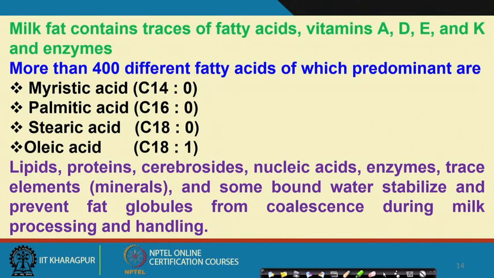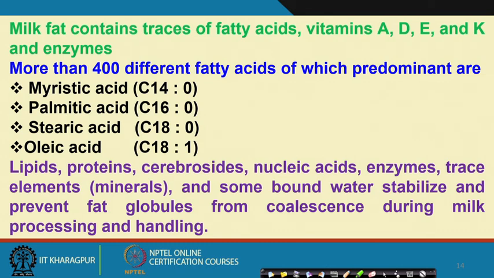So, the volatility also depends on the number of carbon atoms present in the chain. If it is short chain, then normally they are volatile. If it is long chain, normally they are non-volatile. When we go into detail, we will also come across this. As and when we come across such things, I try to explain so that the understanding becomes much better.